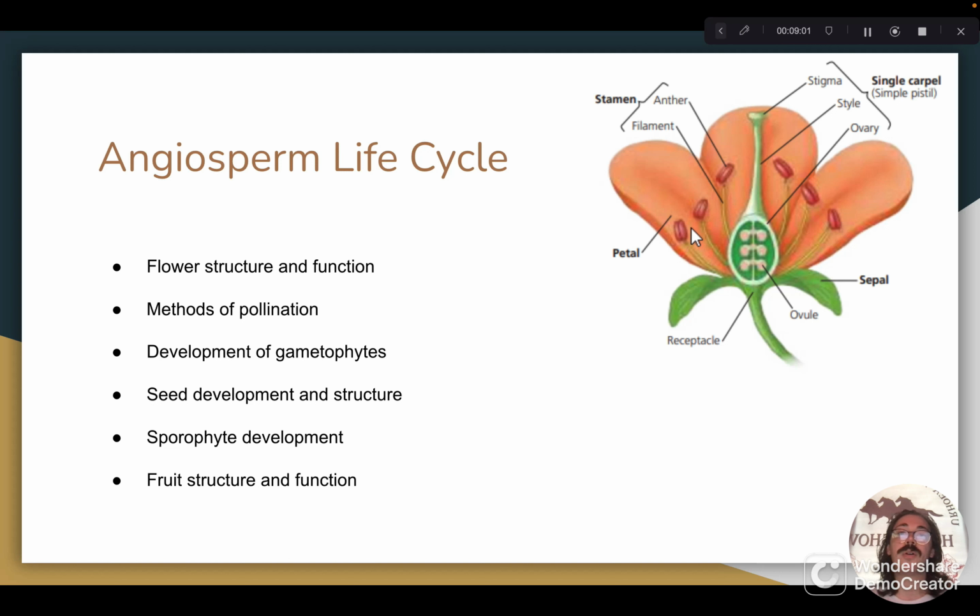And the terminal cell will continue to divide and develop into a spherically shaped proembryo that will eventually become an embryo. Let's move on to sporophyte development. Let's talk about seed germination.